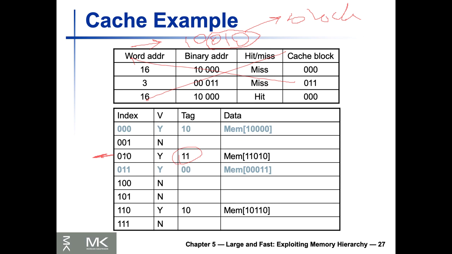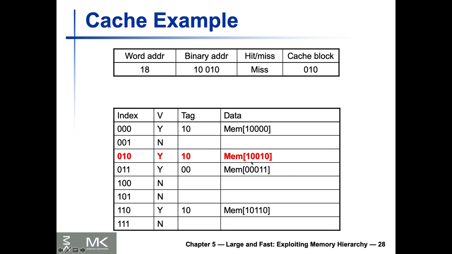0, 1, 10, okay? I have something here. However, I have something here, but the tag doesn't match. This is not the data I'm looking for. Although some data is there, the tag doesn't match, so this is not the data I was looking for. So it still is going to be a miss. On the next iteration, this will be updated by the right tag number and the right data. So it's going to get to 10 and the data that I was looking for.